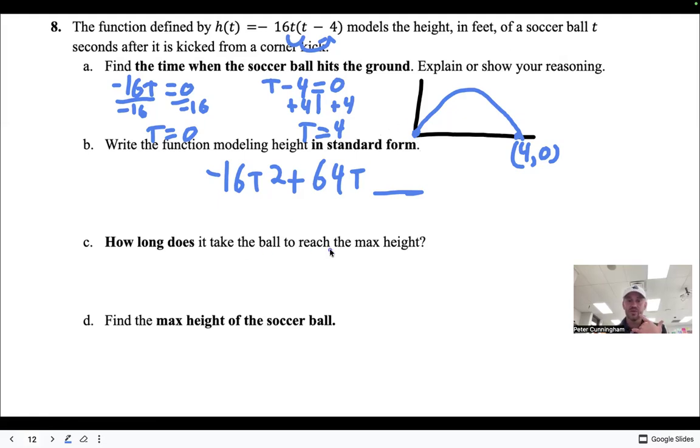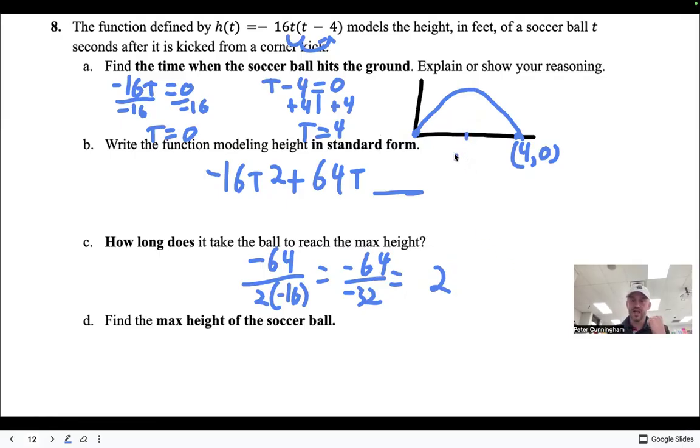How long does it take the ball to reach maximum height? We could do -b, -64, over 2a, 2 times -16, which gives us -64 divided by -32, which gives us 2 seconds. We used our math here to figure out that this is our axis of symmetry. In 2 seconds, this is when we're going to reach our maximum height.